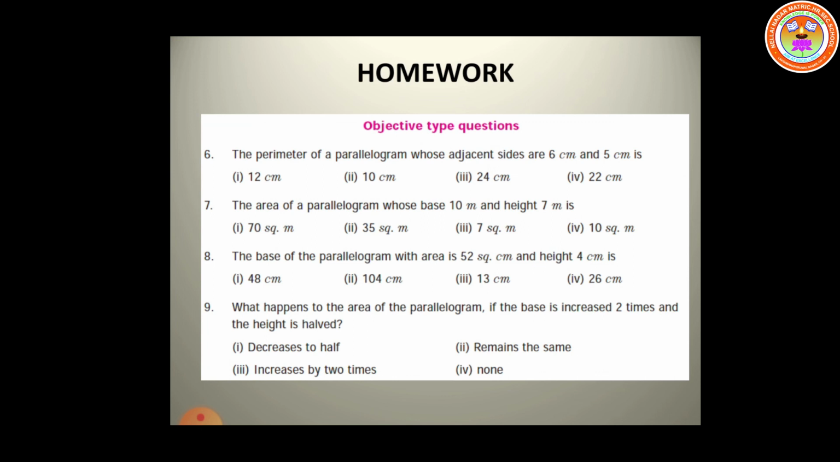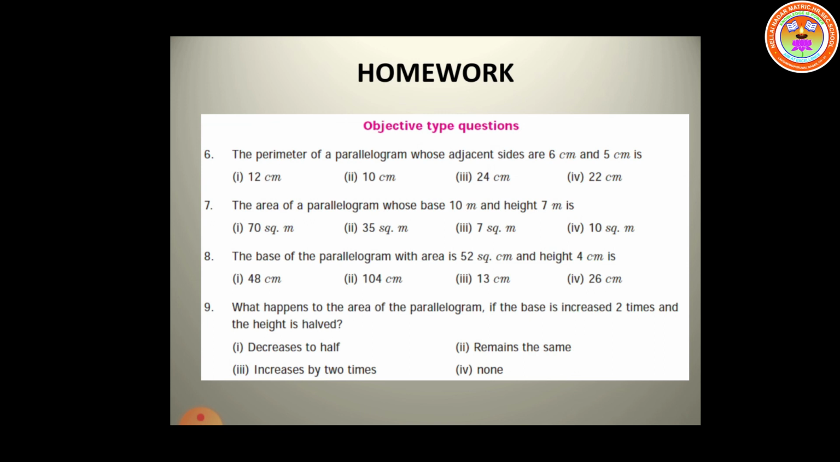Sixth one. The perimeter of a parallelogram whose adjacent sides are 6 cm and 5 cm. Adjacent sides given. One side 6 cm. So opposite side of 6 also 6. And adjacent side 5. So opposite side of 5 also 5. What is the formula of perimeter of a parallelogram? Sum of all lengths of all the sides. So when we add all the lengths, we can get the answer.